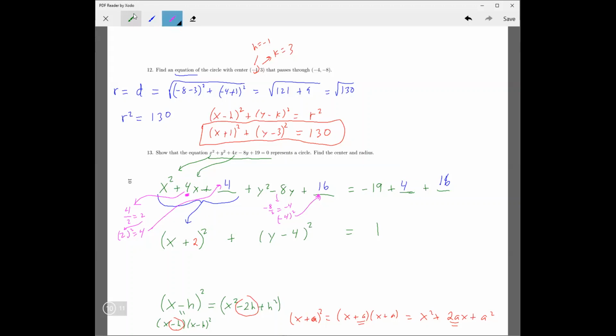Okay, so this is the equation of a circle, and the center is going to be the negative of this, which is -2, the negative of that, which is +4, and the radius is going to be the square root of that, which is just still going to be 1.